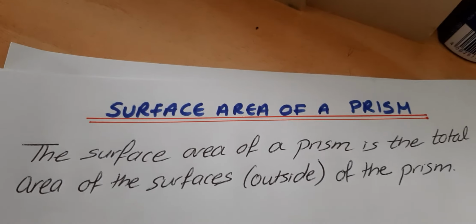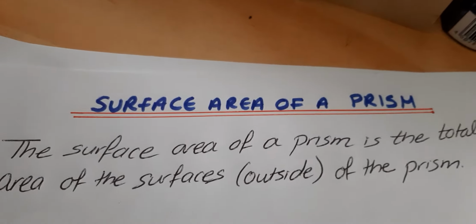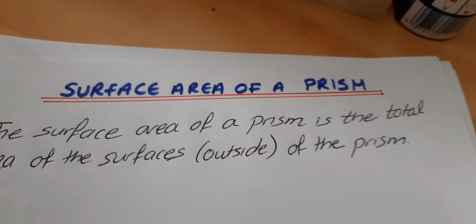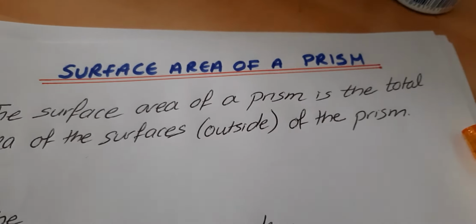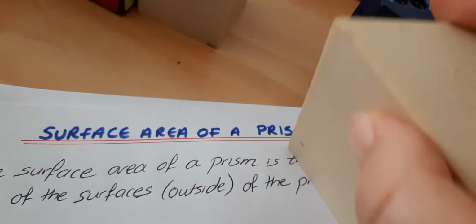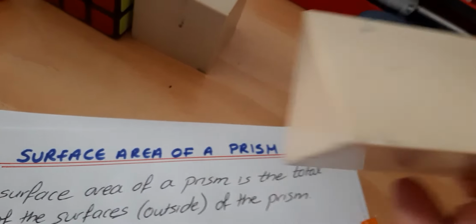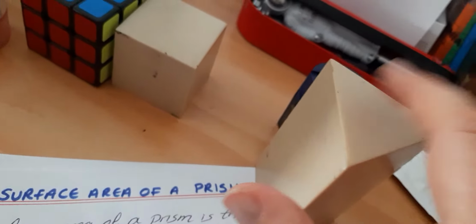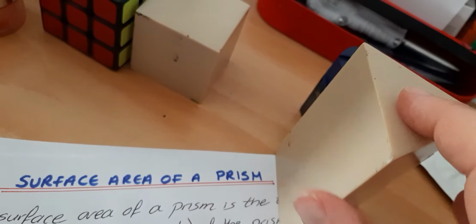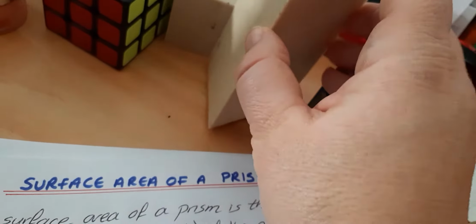Right, today we're going to look at the surface area of a prism. Now, we all know what a prism is. It's a shape that has a uniform cross-section, like this triangular prism, for example. It has two sides exactly the same, opposite each other. So it's a prism.